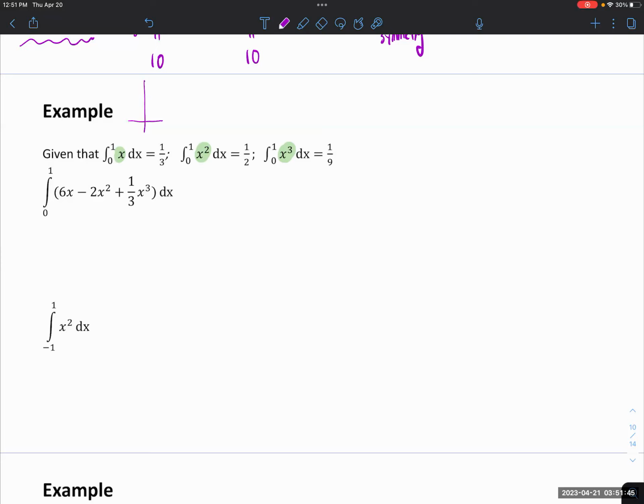What is the first one? This is the linear function, y equals x, and from 0 to 1, the area is 1/3. So that's what I got. This is the area. The second one is a parabola, y equals x to the second, and from 0 to 1, they say the area is 1/2. The third one is a cubic function, so that one is going up, the other one is going down. From 0 to 1, they say the area is 1/9.